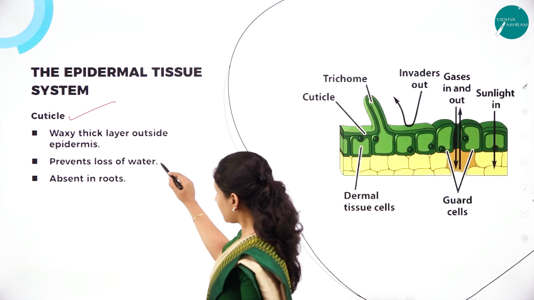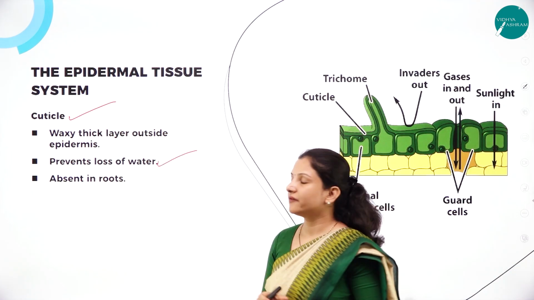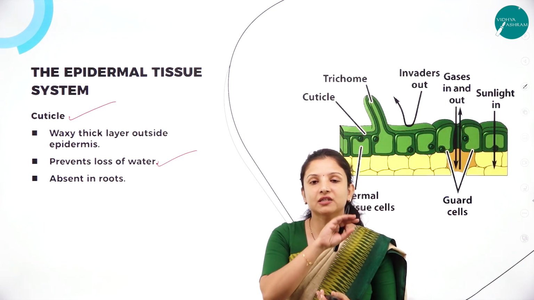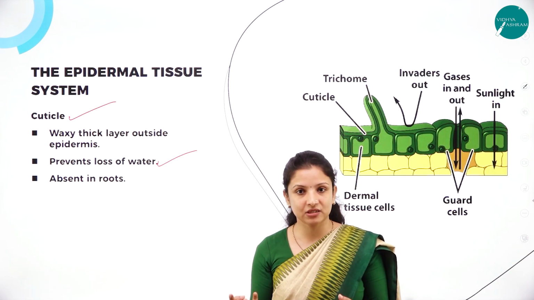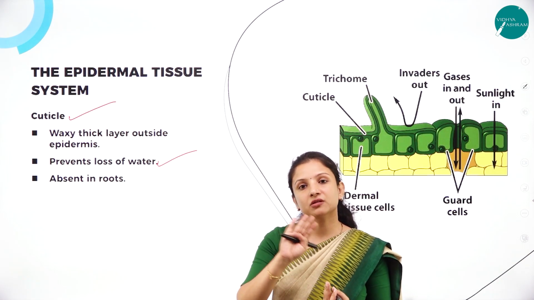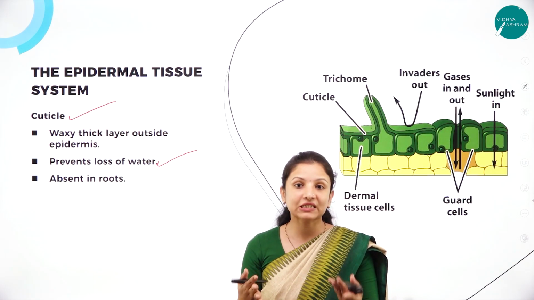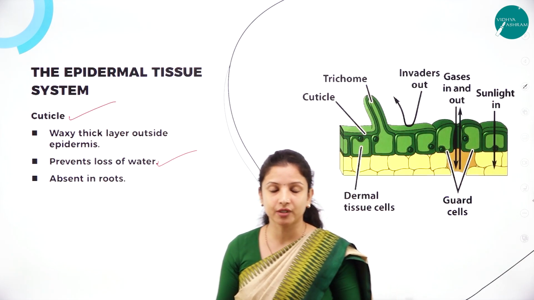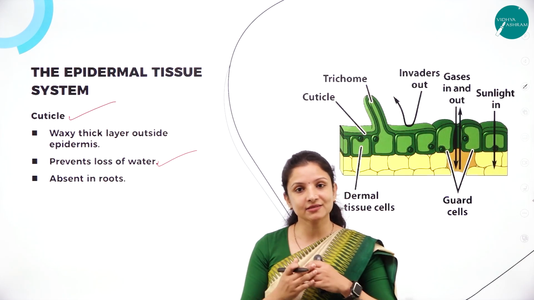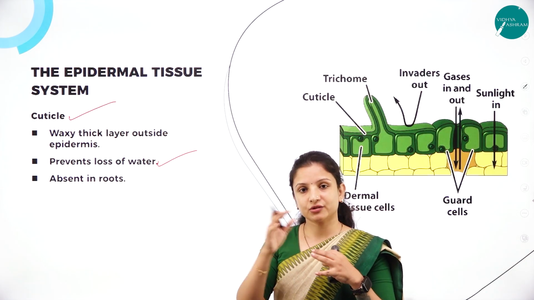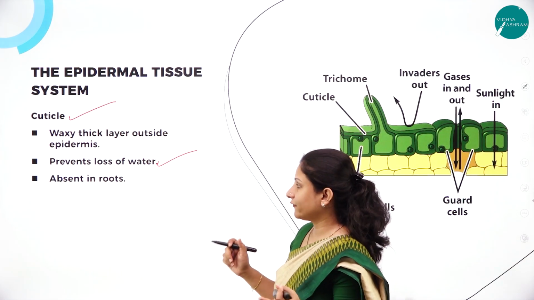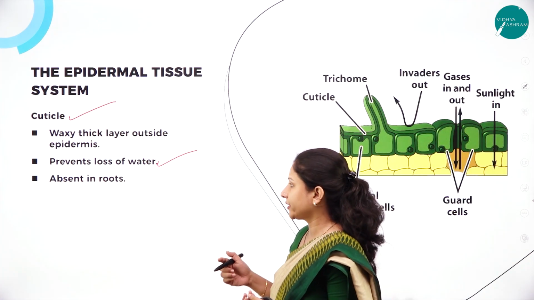Apart from that, it also prevents the loss of water, because if there is an extra wax coating, for example desert plants, desert plants have a thick cuticle as well. For example the cactuses have a thick cuticle so that excessive water is not lost from the cactus. So therefore it also helps in prevention of loss of water.